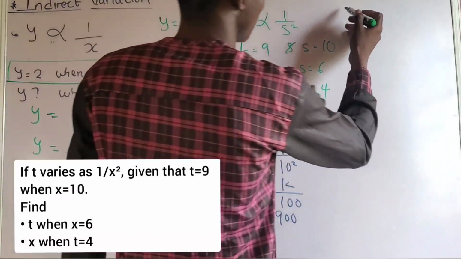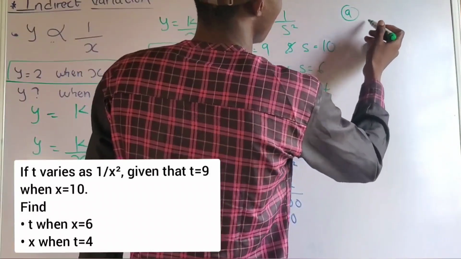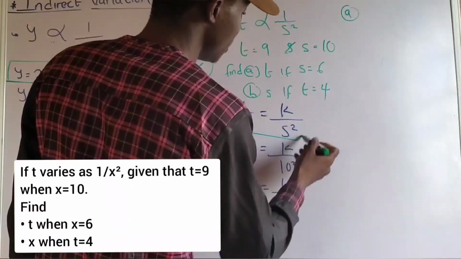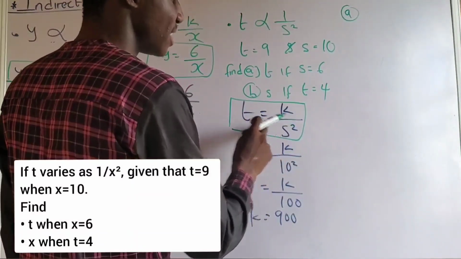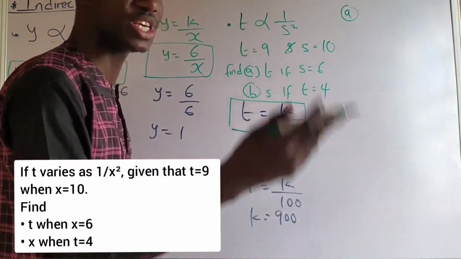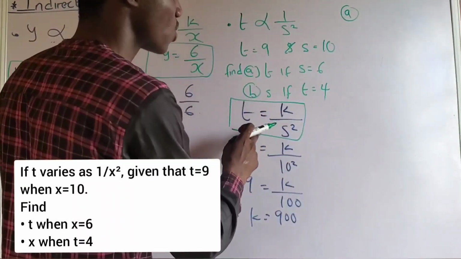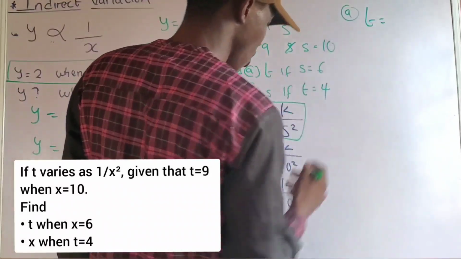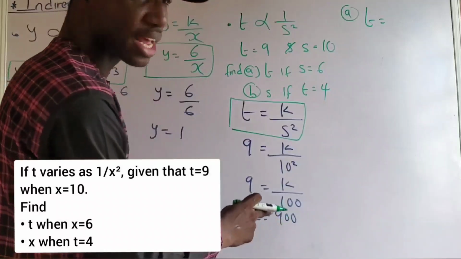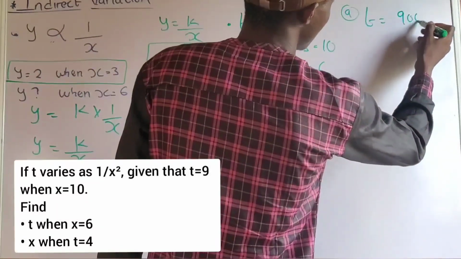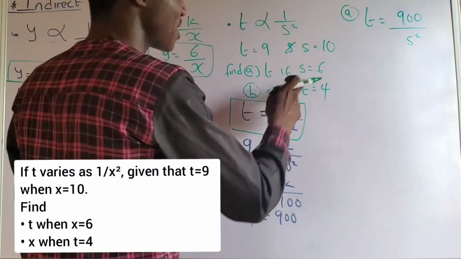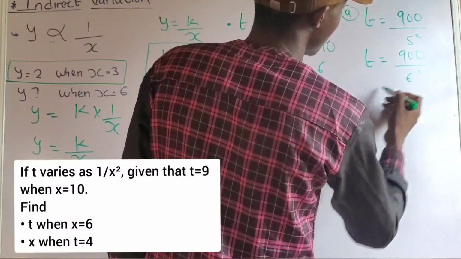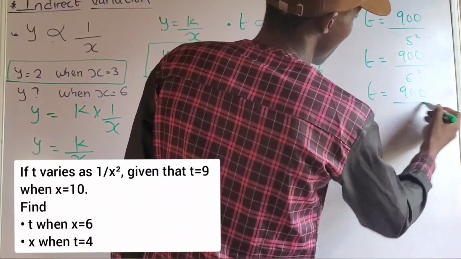So that is for question A. When s equals 6, we have to find the value of t. Having known that this is the relationship that exists between t and s, that is t equals the proportionality constant that we introduce when we change the variation sign to the equals sign, t equals k over s squared. You understand? So because the value of k has been known as 900, I'm going to have t equals 900 all over s squared. Now, when we are given that s equals 6, I'm going to have t equals 900 over 6 squared, t equals 900 all over 36.